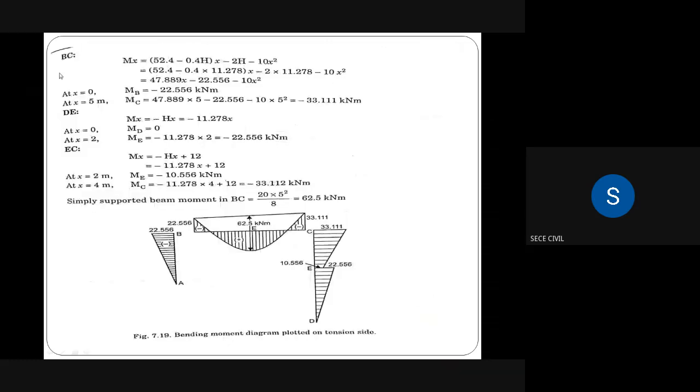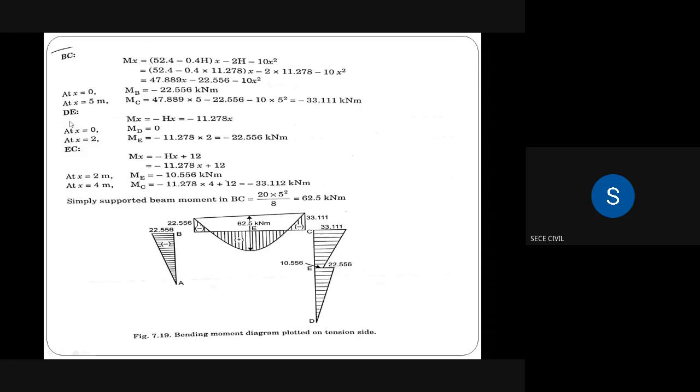Similarly, for the next span BC, by using that equation, we are substituting the boundary conditions. Both the boundaries, joint B and joint C, are intermediate only, so moment will be there. Moment at point B is minus 22.556 kilonewton meter. Moment at point C is minus 33.111 kilonewton meter.